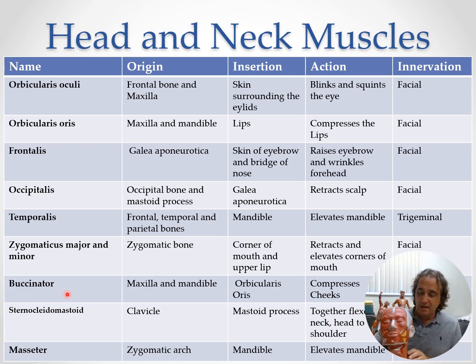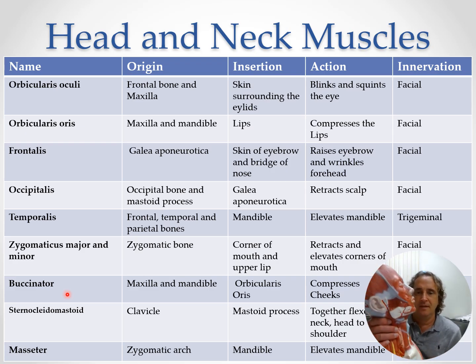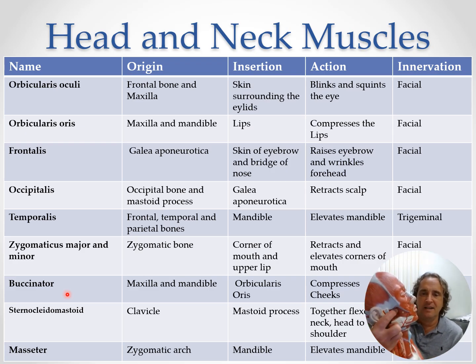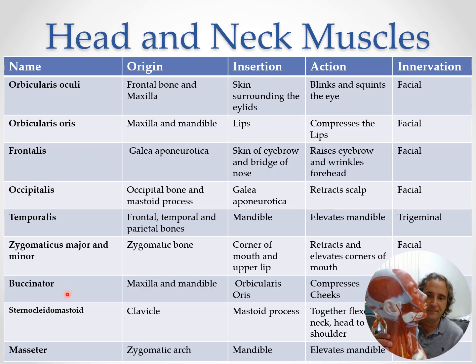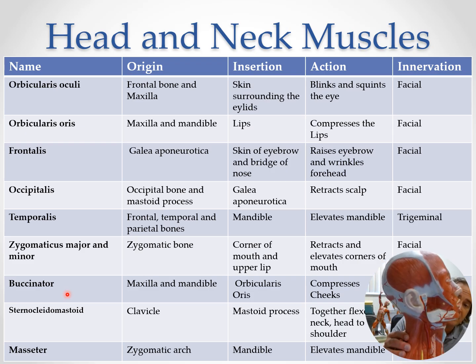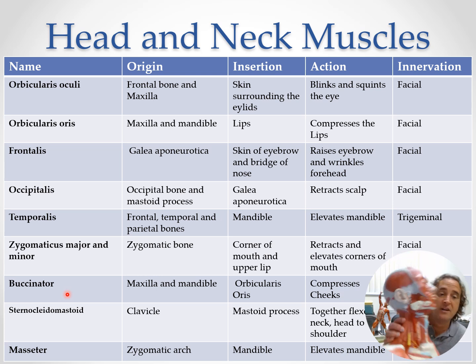Buccinator. Buccinator for this model is right here. The way you can tell is that you can see it's got a yellow circle in there. That is actually a nerve. You don't need to know the name of it, but if you look in there, there are muscle fibers going around that yellow circle. That is your buccinator muscle.